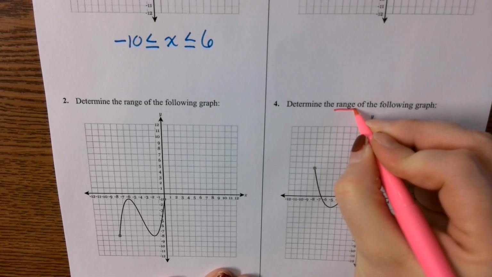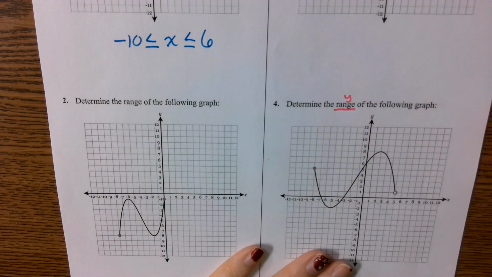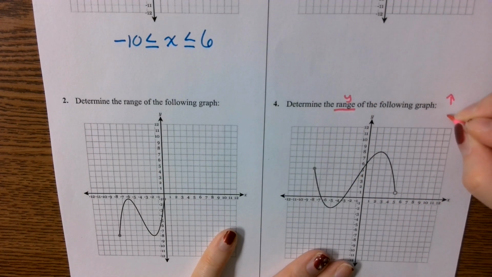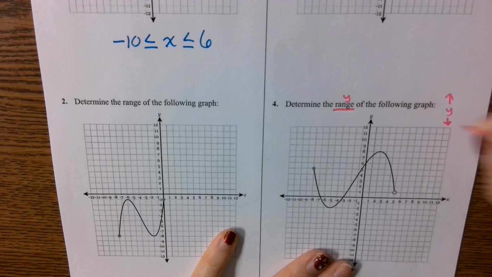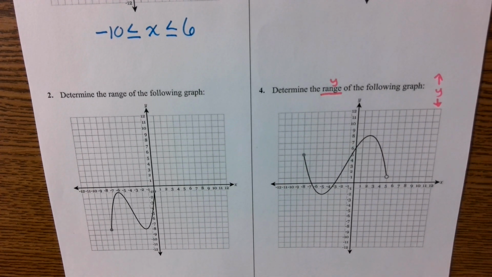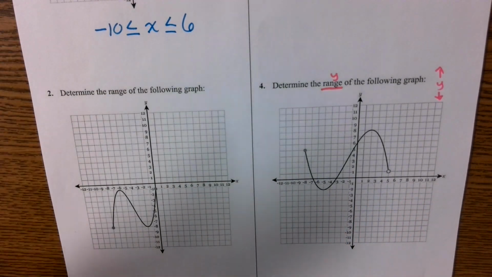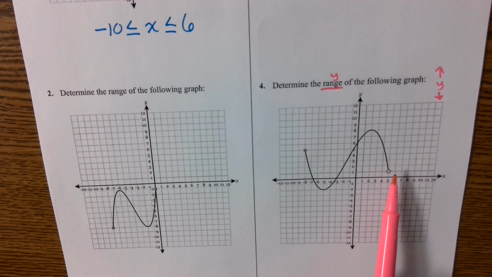Now remember, range is going to discuss our y. So our y goes up and down. Our y is going to be the value that goes up and down. So you're talking about the highest point that our range can go to and the lowest point that our range can go to. Oh, well, I guess in this case it doesn't really matter about the dots, because the dots are your starting and stopping point for your domain.